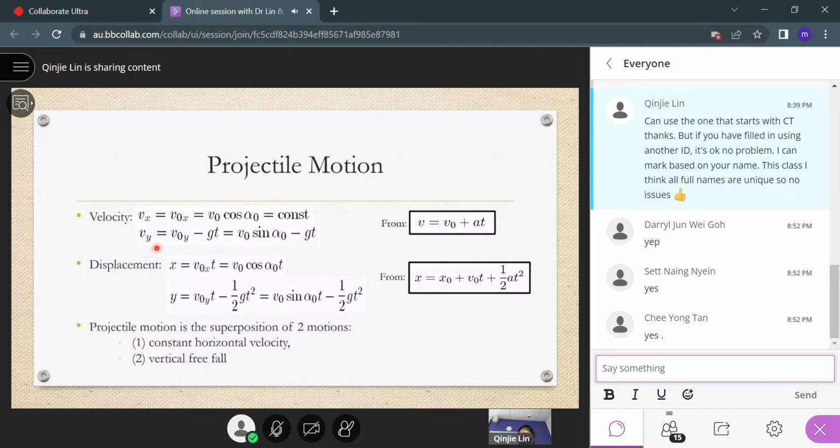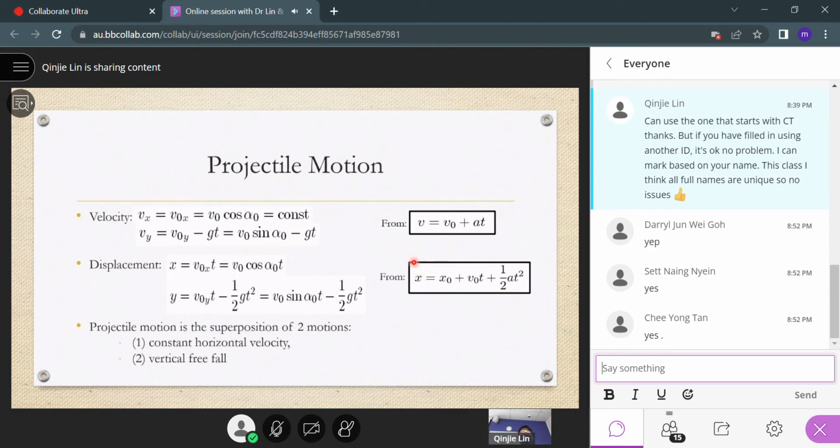And then in the y direction. For 2D motion, we will usually look at one direction and then the other direction separately. So for the y direction, if you apply v equals u plus at, or v equals v naught plus at, you are going to get this expression. Basically, it's just that, then you sub minus g inside. And the v naught y we have already found in the previous slide, from the starting position. So you put it here.